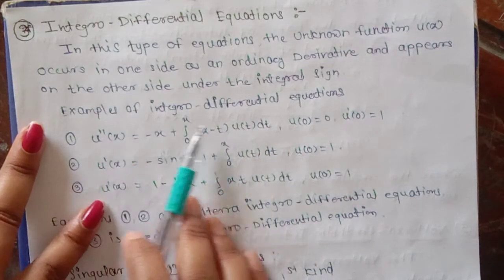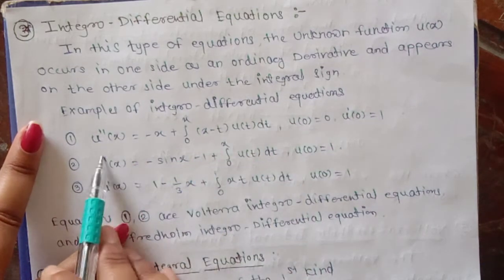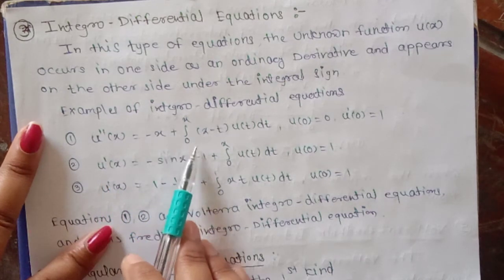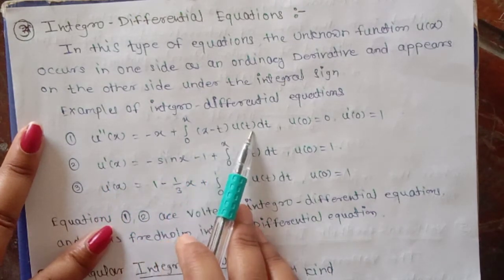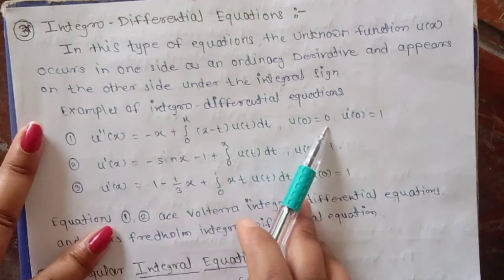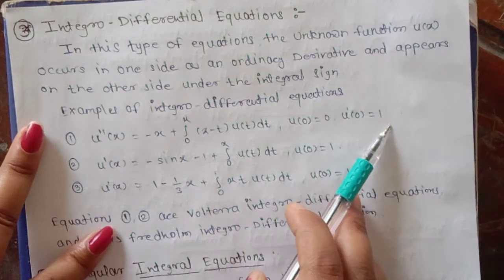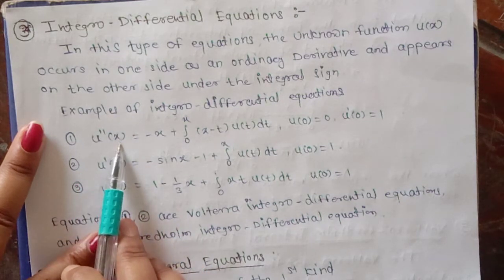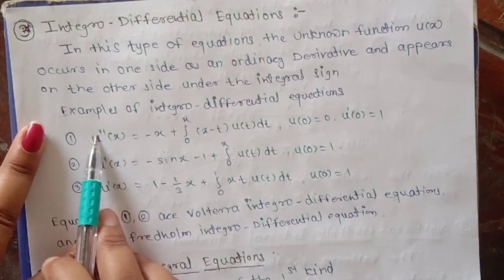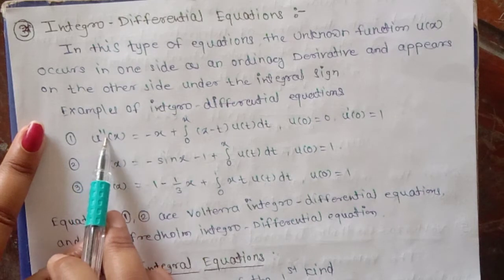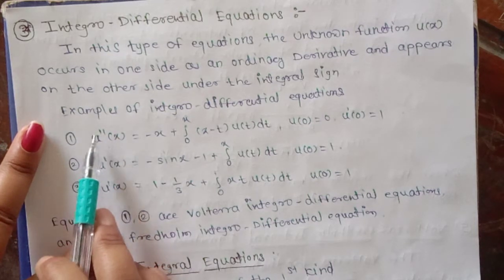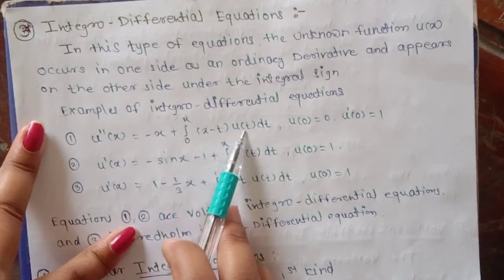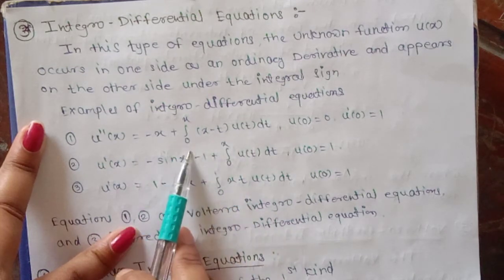For examples of an integro differential equation, first: u double dash of x is equal to minus x plus integration 0 to x of (x minus t) u of t dt, where u of 0 is equal to 0 and u dash of 0 is equal to 0. Now look here, there is an unknown function u of x, but it appears with an ordinary derivative too. It is u double dash of x.